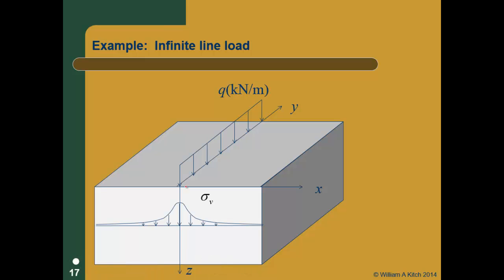So that for z equals 0, for all x not equal 0, sigma z is equal to 0. In other words, there's no stress anyplace out here, and along this line, where x is equal to 0, we have a load of force per unit length. That's our boundary condition, okay?